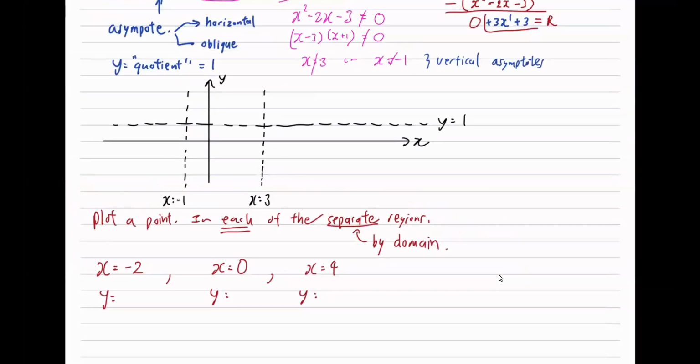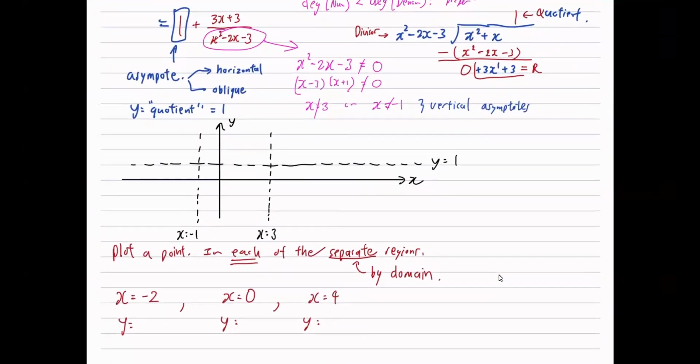Can you help me? Yes. I'll do x equals 4. Can you help me with the others?